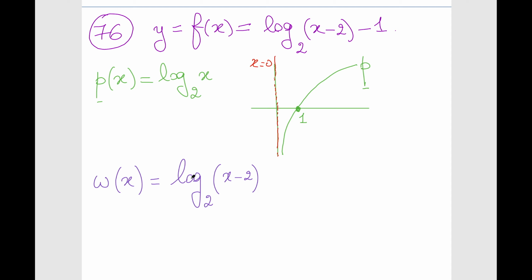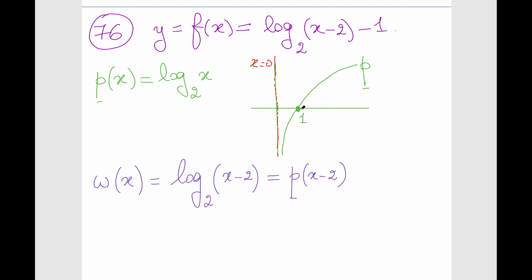Let's find the algebraic connection between omega and p. What does p do? P of anything is log base 2 of that thing. So what's the situation here? Log base 2 of x minus 2. The thing is x minus 2, so this is p of x minus 2. Check it again backwards: x minus 2 is taking the role of x, so it's log base 2 of that x minus 2. This is the algebraic connection between p and omega.